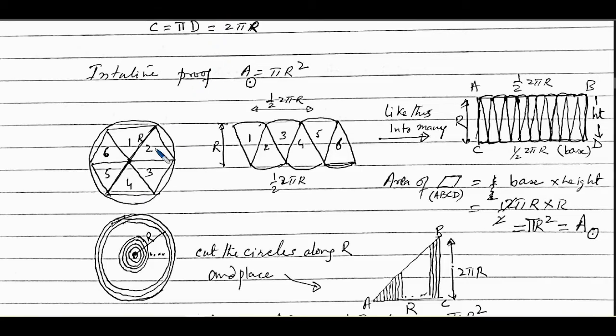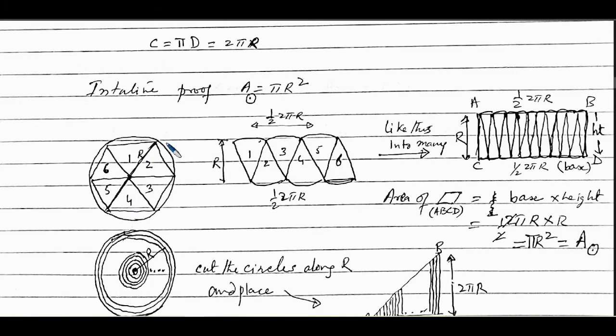Taking a very similar idea to what we have shown above, I take a circle, divide it into many equal parts, and place them, this is part 1, part 2 and so on. I place part 1 here, part 2 here, and then what I get is this length here: 1, 3, 5 and 2, 4, 6. So this is half of the circumference, so I have written half of 2 pi r. But here you see this is a slant, which is a radius.